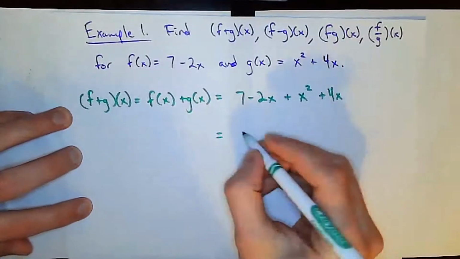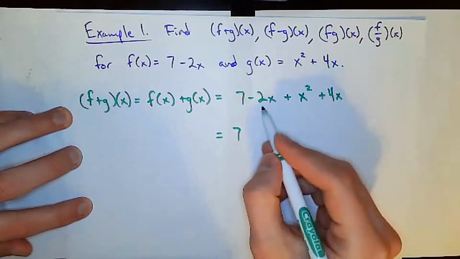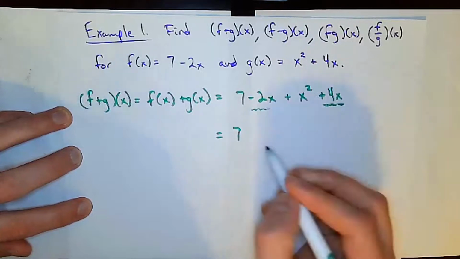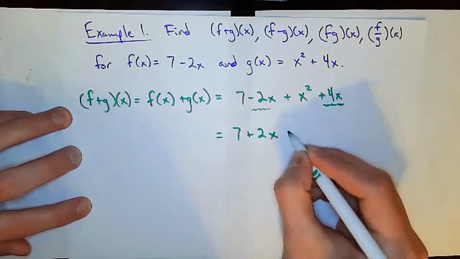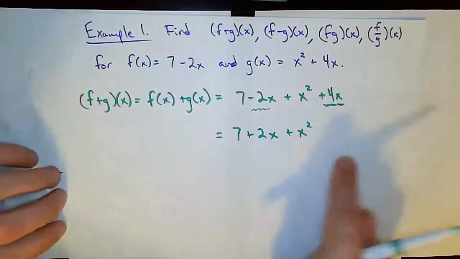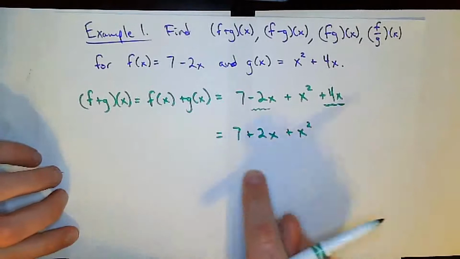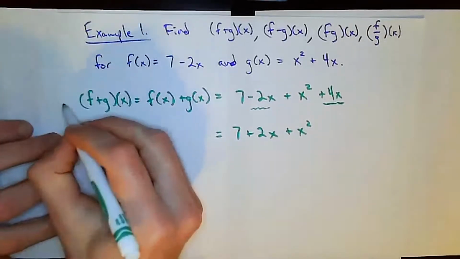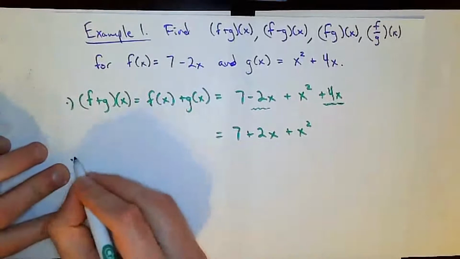So I've got a 7, I've got a negative 2x and a positive 4x. So when I add those, I'll get a positive 2x and then my x squared. And that's it. I mean, I could put it in descending order by exponent, like x squared plus 2x plus 7, but this is fine. Okay, so that's that one.